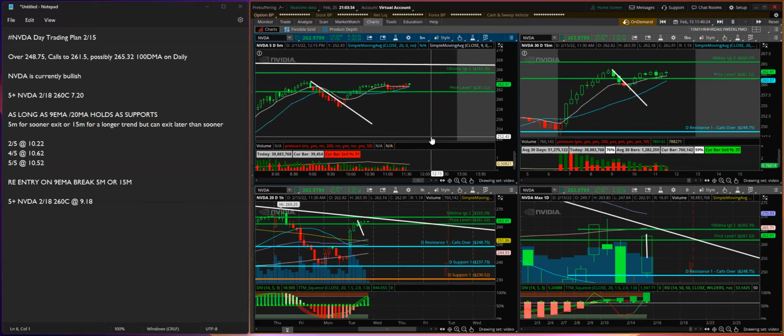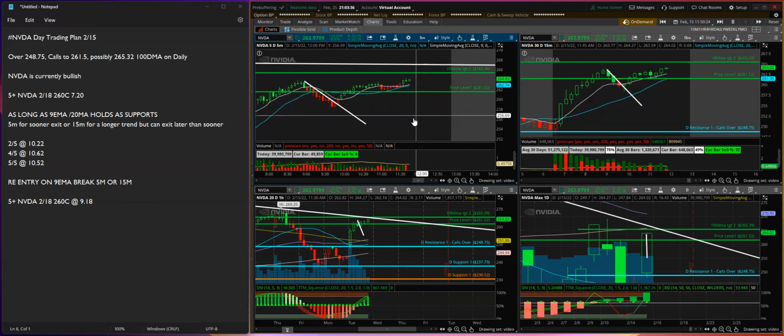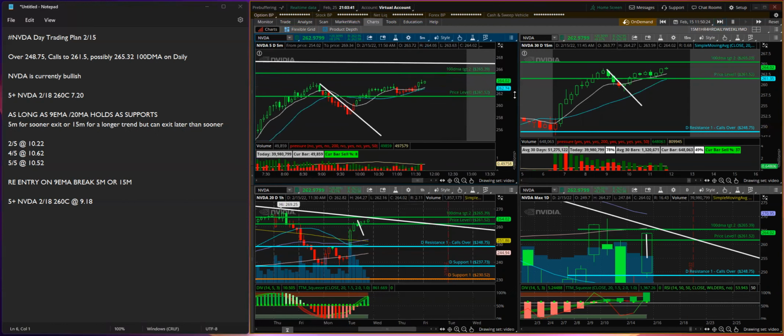Still consolidating. Let's skip ahead one more time. So we had another pop higher, getting very, very close to 100-day. I do believe that we are going to get that very, very soon before the market closes in about an hour and 10 minutes.